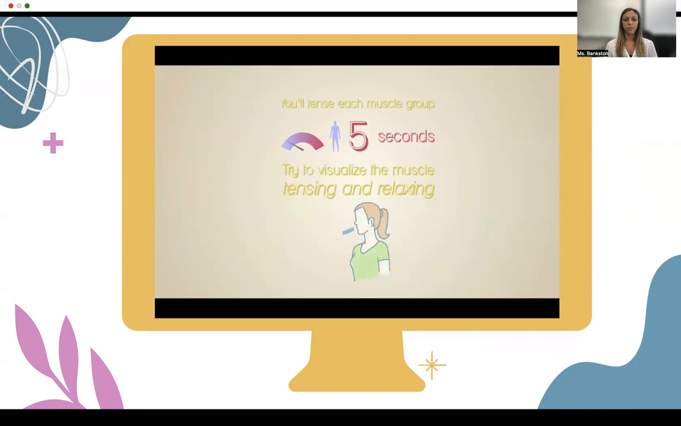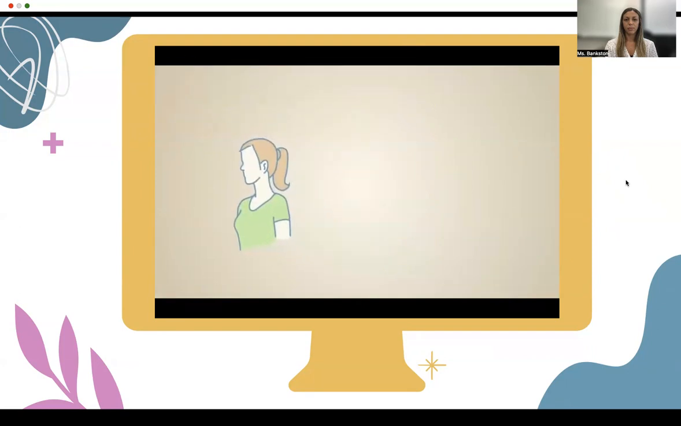Remember to keep breathing deeply through the exercise. Try to focus hard on each step. If your mind begins to wander, bring it back to the muscle you are working on. Let's start with your head.